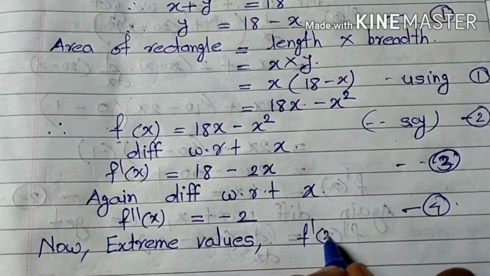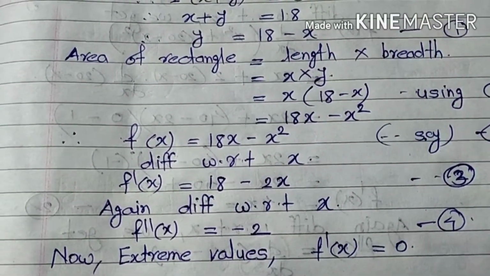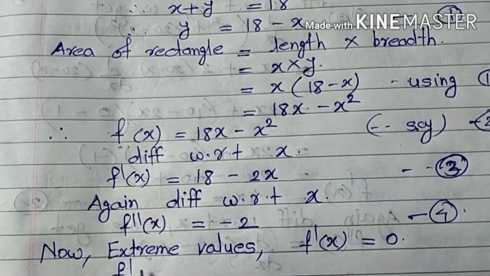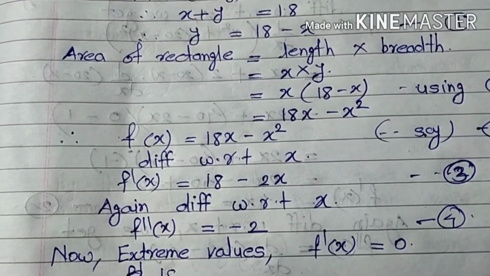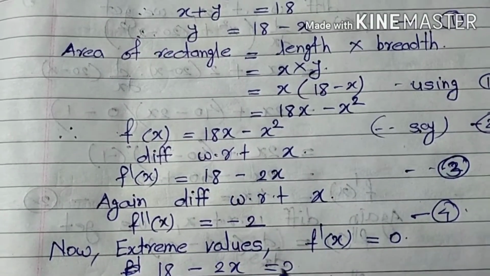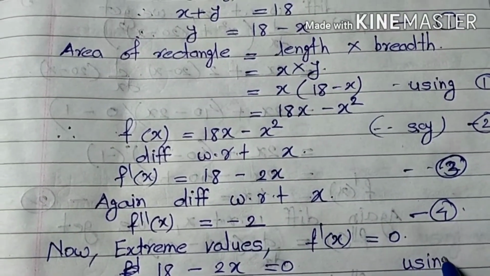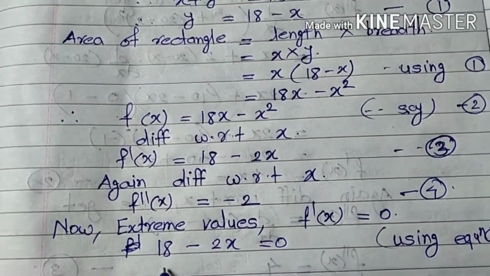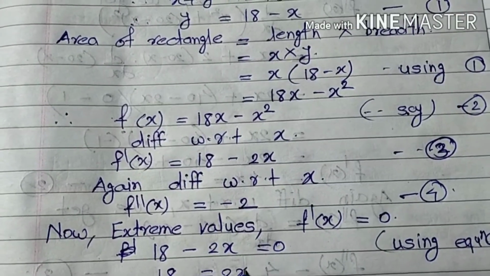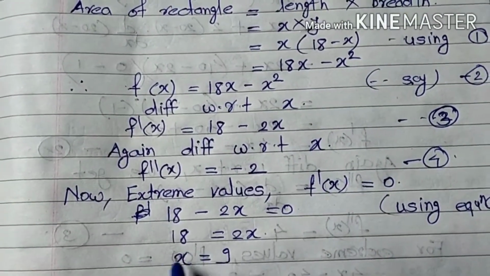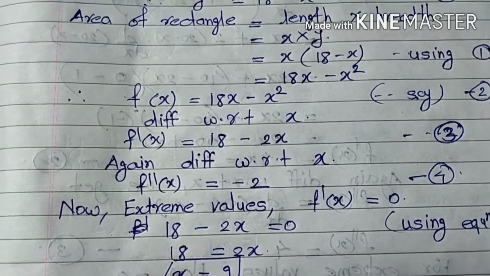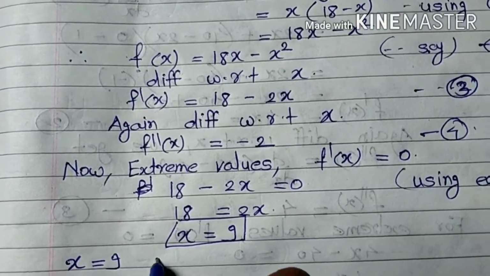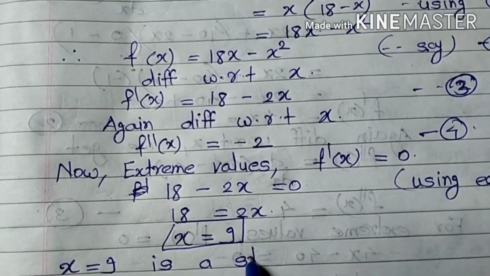Now for extreme value, f dash of x is equal to 0. So using equation 3, 18 minus 2x is equal to 0. Now 18 is equal to 2x, so x is equal to 9. So x equal to 9 is our stationary point.